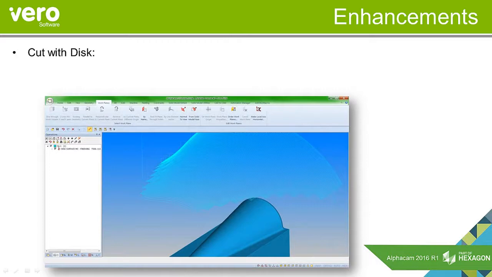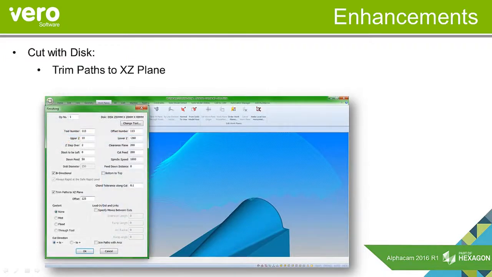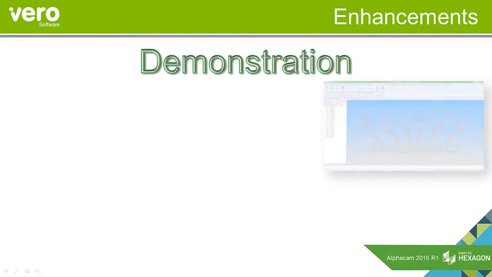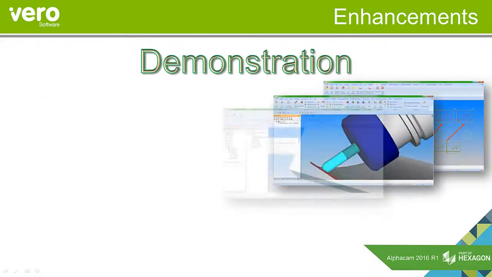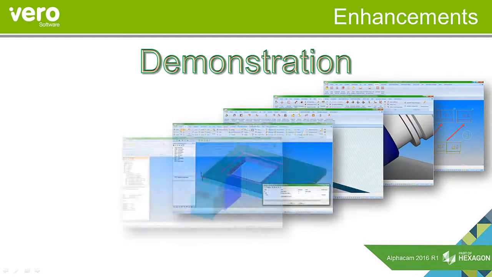We've also made a slight adjustment to the way the cut with disk option works in our stone software. We now have this option, as we can see here, trim paths to XZ plane. And what we're looking at doing here is if we see the edges of the tool paths, we're looking to restrict the surface rollover, so we're just tidying up these edges here. So let's go and look at these features now within Alphacam 2016 R1.